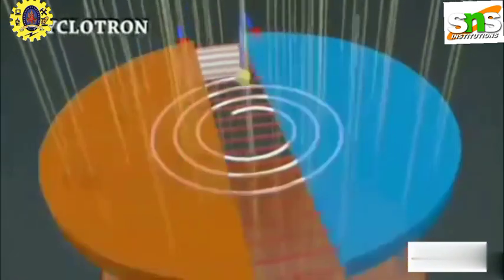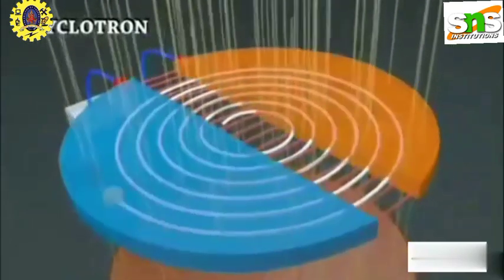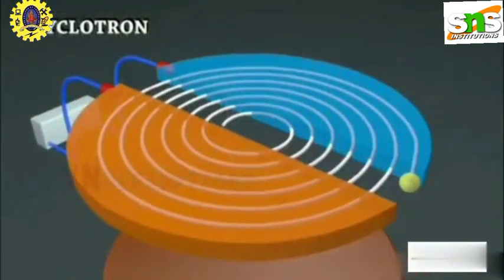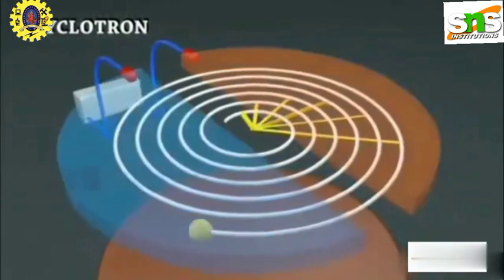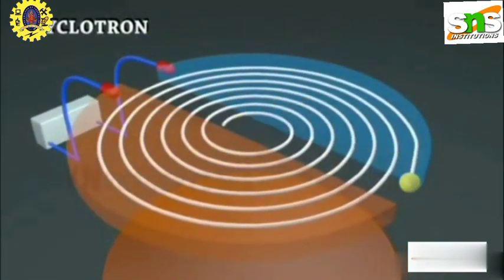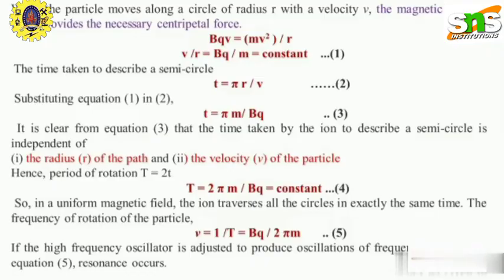With each circle, the velocity of the charged particle will increase. If the velocity of the charged particle is increased, obviously the radius of the path will also increase. Finally, when there is no more radius of the circle to be followed, the charged particles will be thrown out with very high energy to strike the target. When the particle moves along a circle of radius r with a velocity v, the magnetic Lorentz force provides the necessary centripetal force.